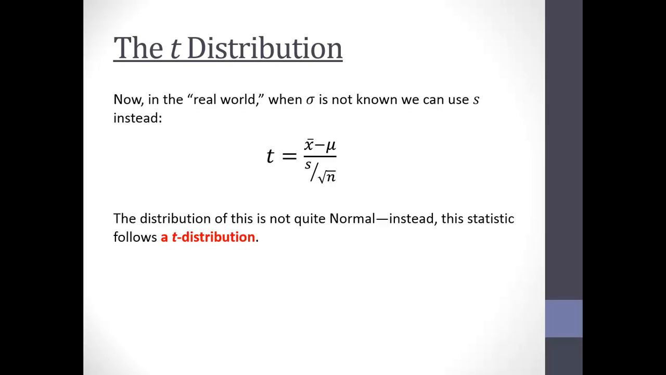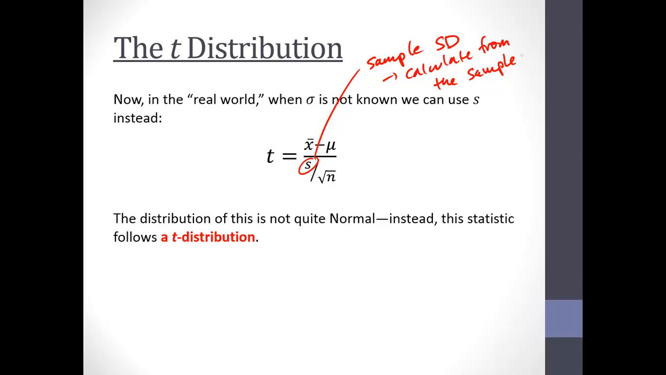So again, the corresponding idea here: we put ourselves in more of a real world setting. When sigma is not known, we can just throw s into that same formula. Instead of dividing by sigma over the square root of n, we divide by s over the square root of n. And remember, this is the sample standard deviation, which we calculate from the sample.